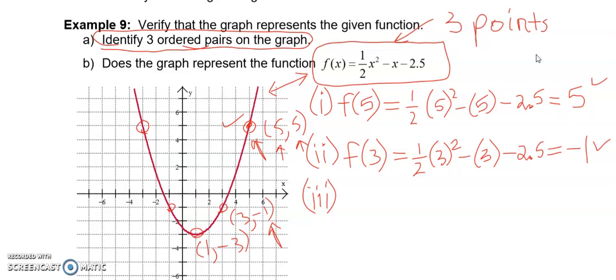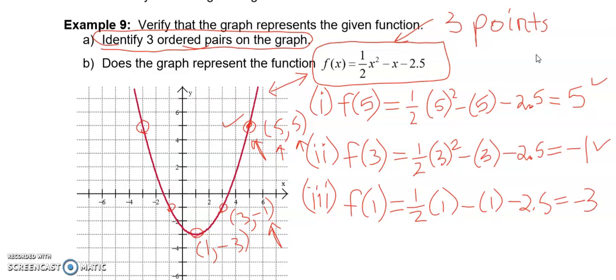All right, well, what do you want to do now? How about the 1, f of 1? That's where the vertex is located. Now, this is the final point we need to test. If we get back -3 by plugging in a 1 into that function, then we know for absolute certainty that the graph and the function are one and the same. So you would have 1/2 times 1 squared minus 1 minus 2.5, and you plug it in, and guess what? -3. Just what you were hoping for, just what you were expecting to get.